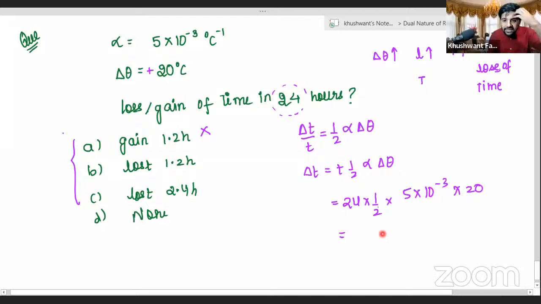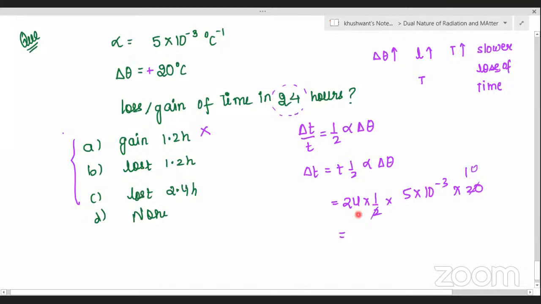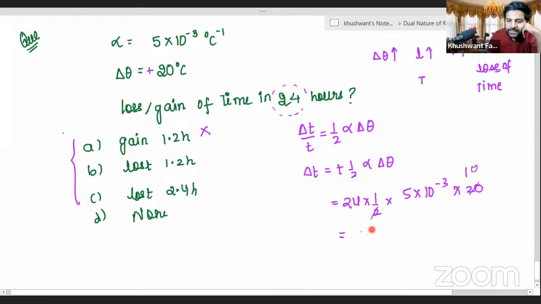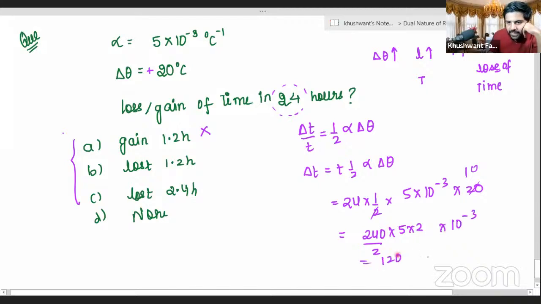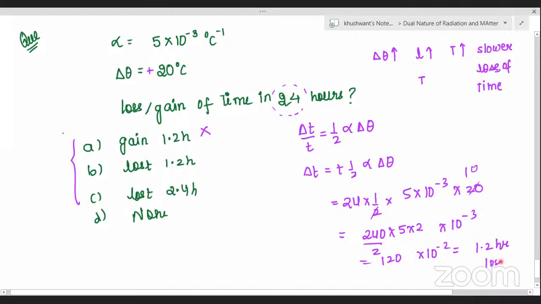Let us see how much we get. 24 into 5 into 10 to the power minus 3, with the 2 ones and 2 tens. Let's see what comes out. So 240 into 5, and then we have to put 2, so 1200 into 10 to the power minus 3. So we have 120 into 10 to the power minus 2, which is equal to 1.2 hours. Correct? So 1.2 hours of loss has happened. Correct answer is option number B.